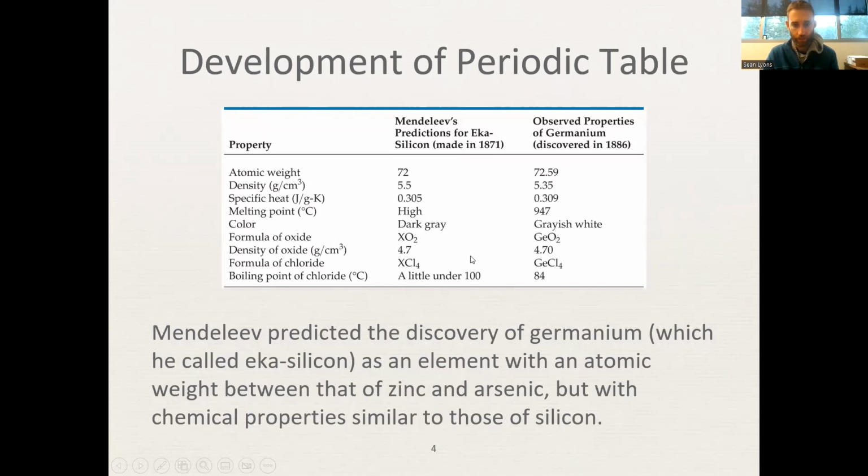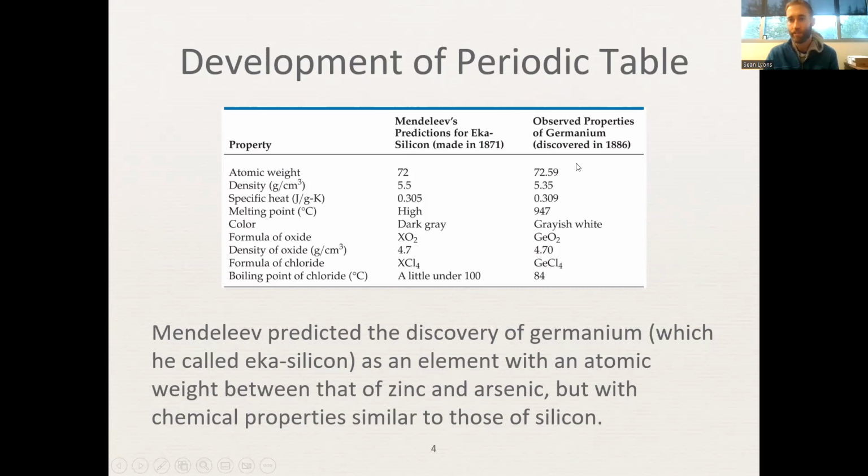And then even if you look at the other ones, the density of that oxide, the boiling point of the chloride, even if he wasn't spot on with some of these, he was pretty close, and especially when you consider he was doing this for an element that had yet to be discovered. So because of his understanding of the periodic table that he developed, that understanding of that periodicity within those properties, that's why he was able to pretty successfully predict the properties of germanium.